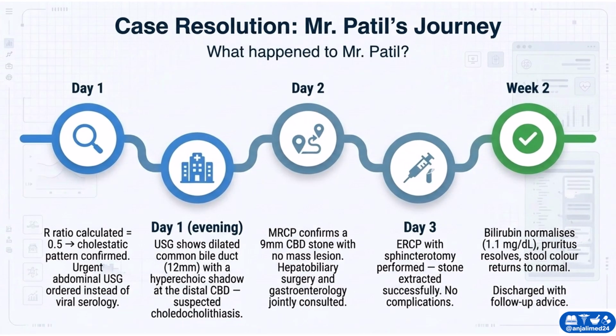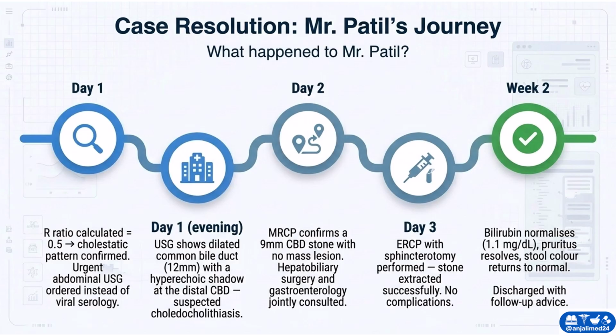Let's complete the case and see how the systematic approach led to the correct diagnosis and the treatment. On day 1, we calculated the R ratio, which was 0.5. This confirmed a cholestatic pattern of the liver injury. Instead of ordering viral hepatitis tests first, an urgent abdominal ultrasound was performed because obstruction was strongly suspected.